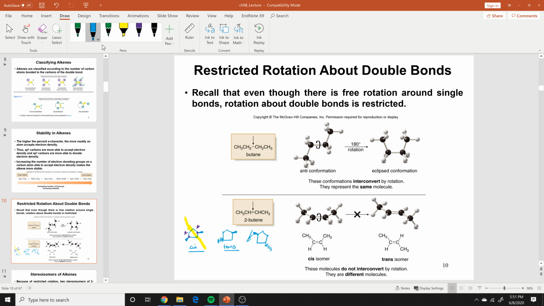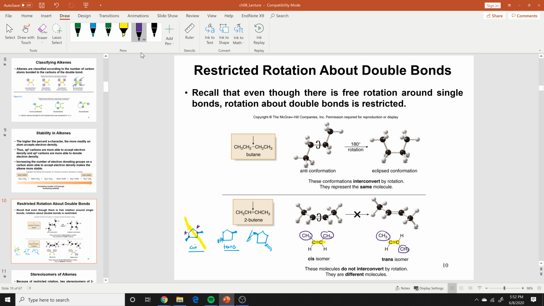So groups that are arranged around the carbon double bond carbon can either be on the same side. This is the carbon double bond carbon. Now notice here, I don't have any wedges and dashes because everything is in a plane. This is trigonal planar.